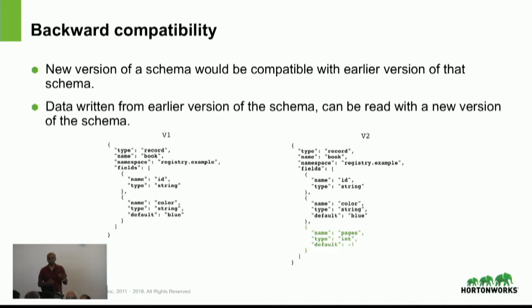So let's say if you choose backward compatibility, from then on, any new versions of the schema that are getting registered will be enforced based on that compatibility policy that you set at the beginning. That means any user who is trying to register a new version will be checked against the policy. And if it's not compatible, we're going to throw an error back and won't register that schema.